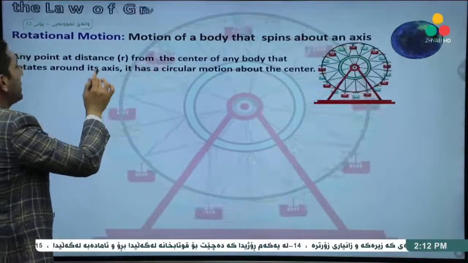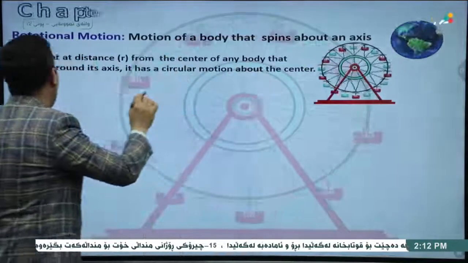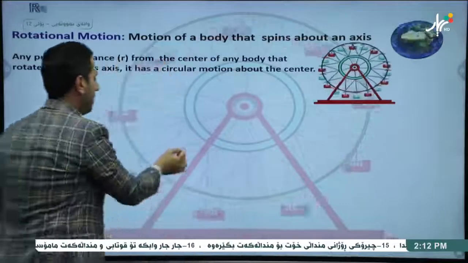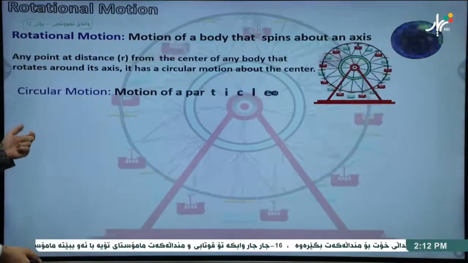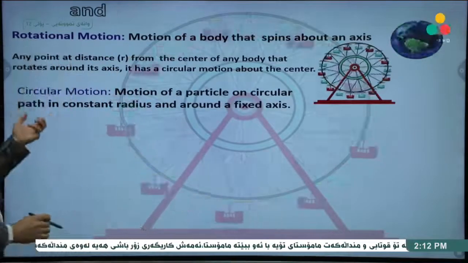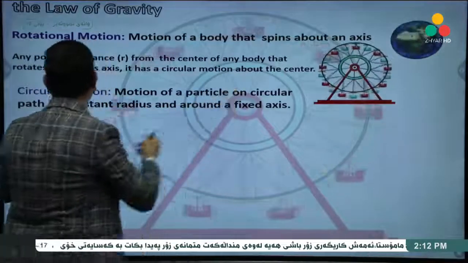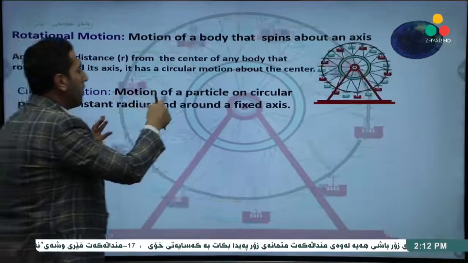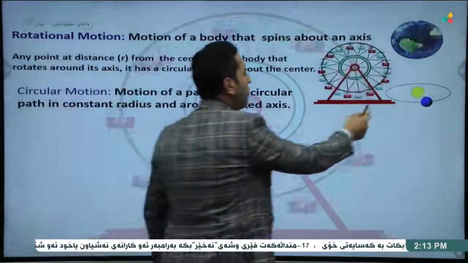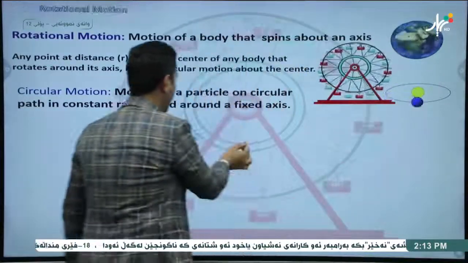Any point at distance r from the center has circular motion except the center. And we talked about circular motion of a particle on a circular path. Circular motion needs a circular path with a constant radius and around a fixed axis. For example, Earth has circular motion around the Sun.